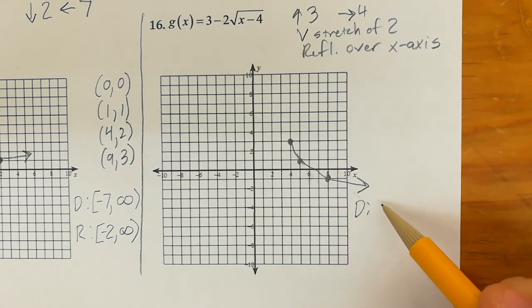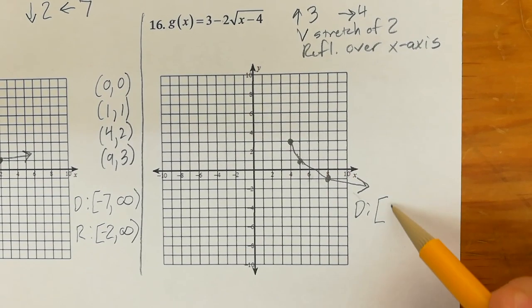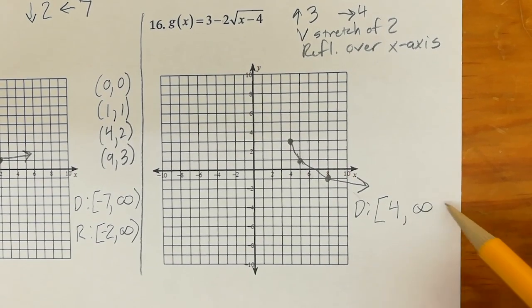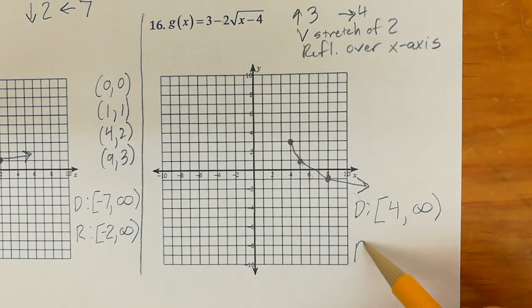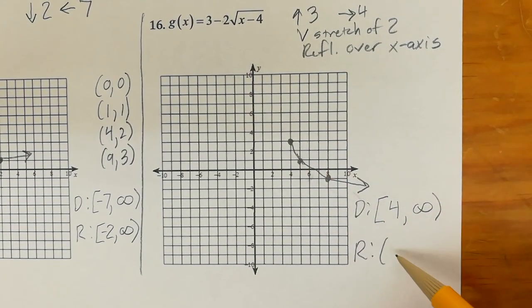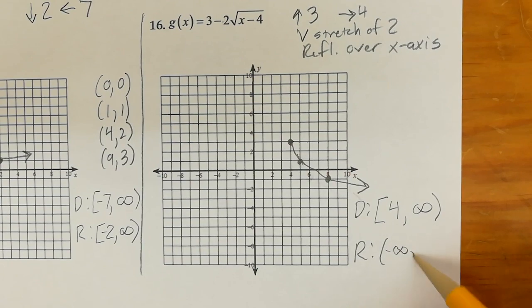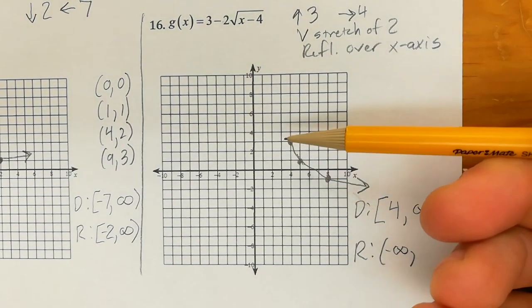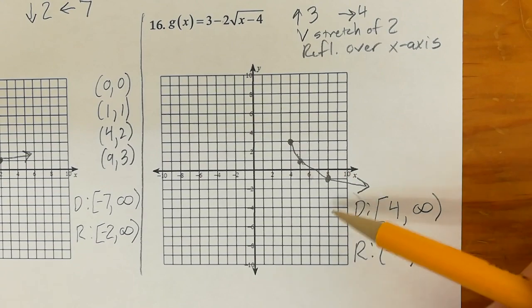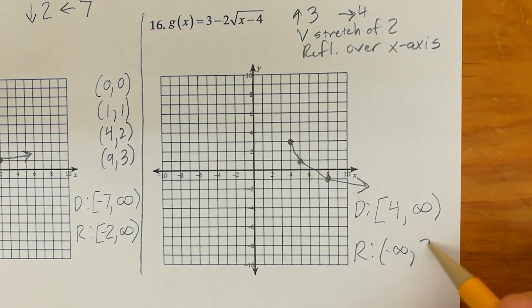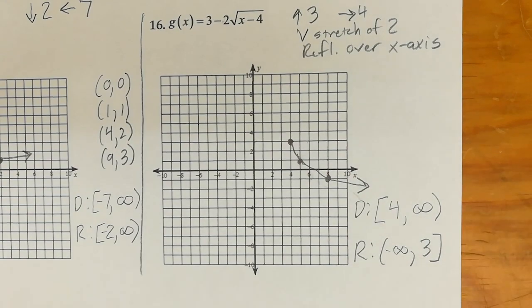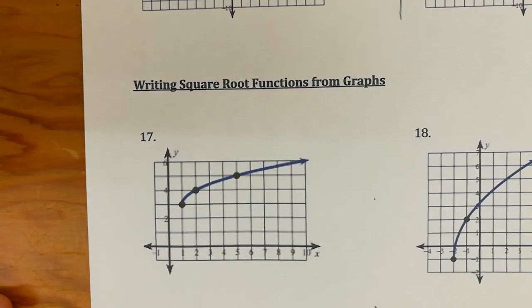So domain goes from 4 to infinity. All right, starting at 4 here, going to infinity. Range is going to look a little different on this one. We have negative infinity because, again, bottom to top for range. So negative infinity, and then it stops at 3 here. Okay. All right, let's identify some functions now.